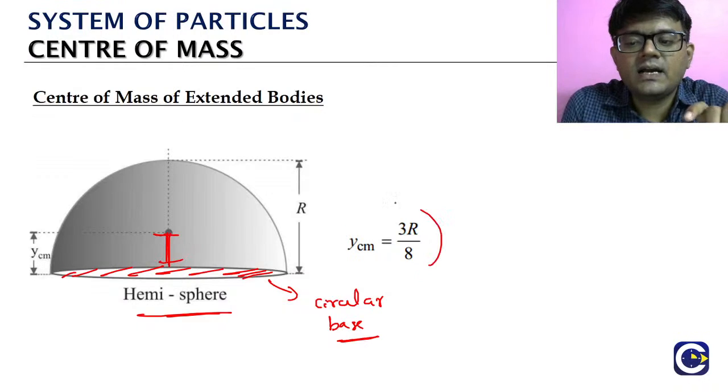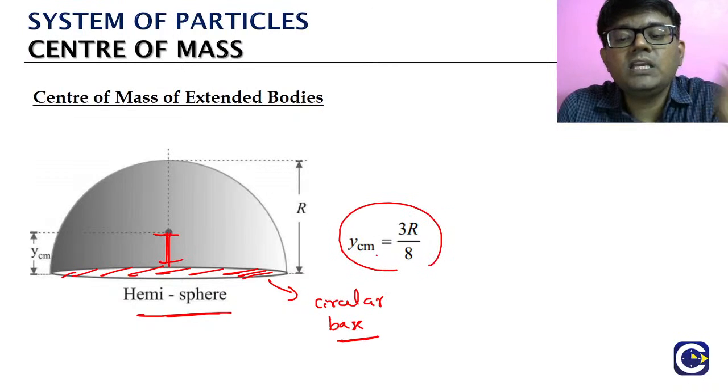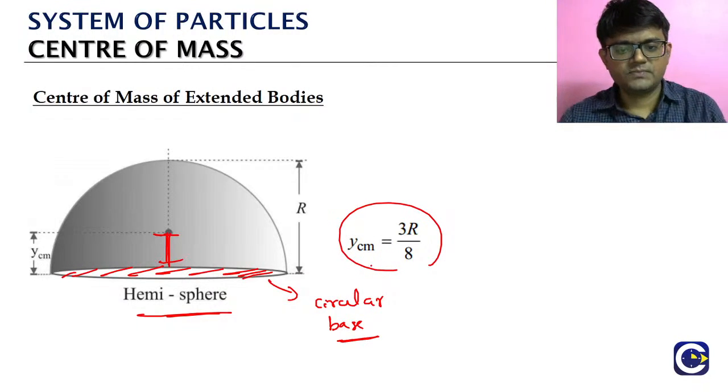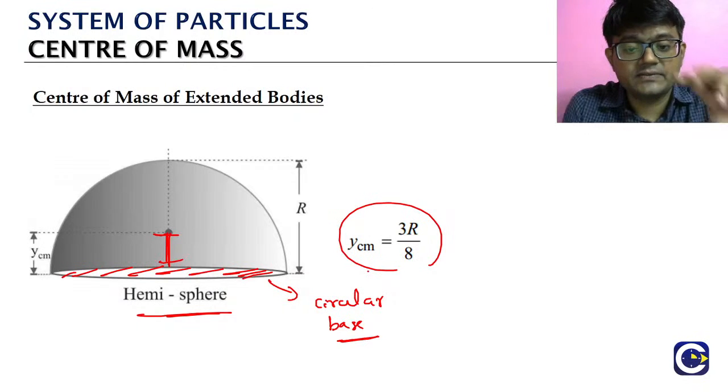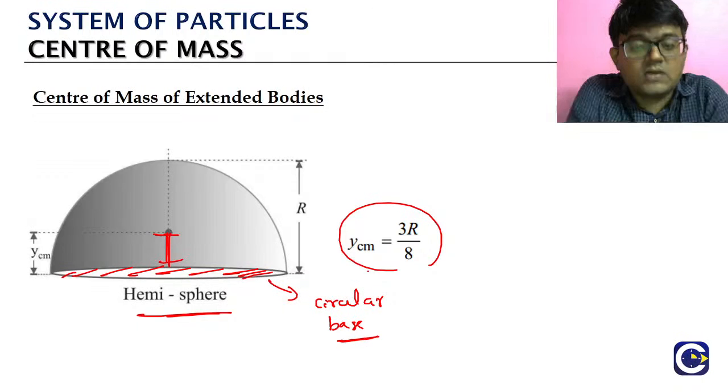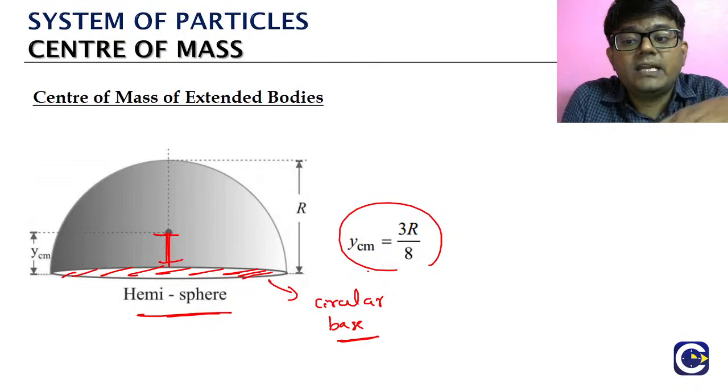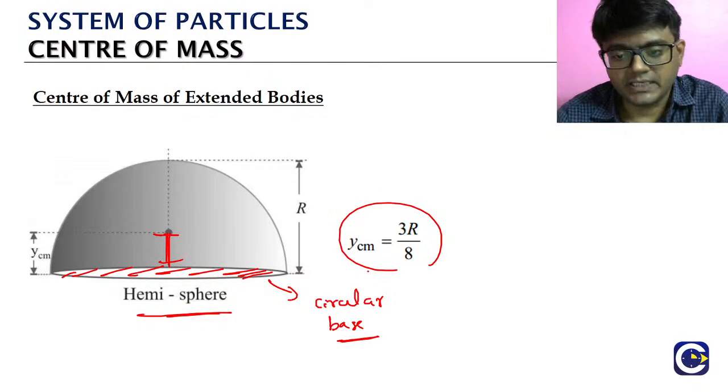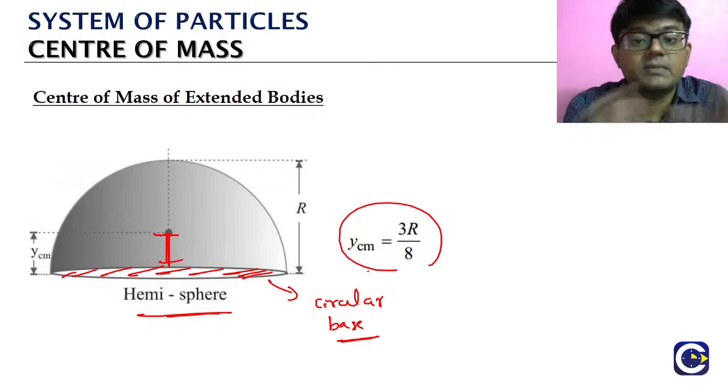Center of mass will be at a height of what? 3r by 8. So for the hemisphere, right, adoda center of mass enga varum? From that on the circular base lande, it will be at a height of what? 3r by 8. Okay va? So in the results ella nama nyabagam vechukonum.